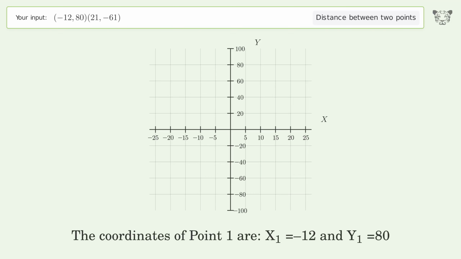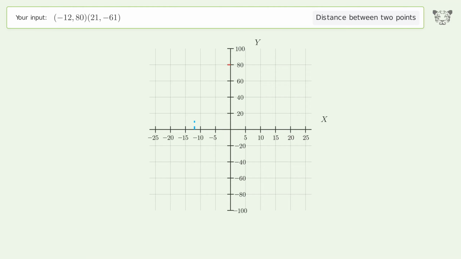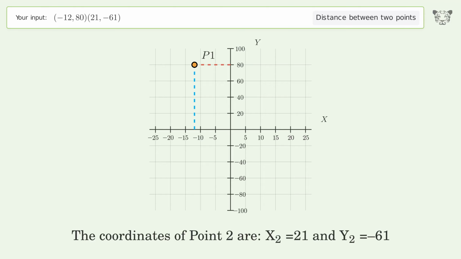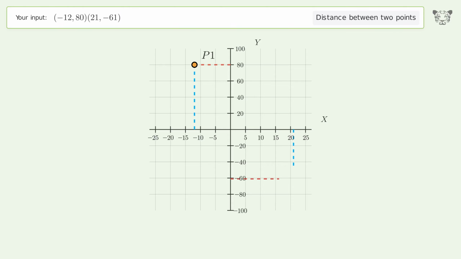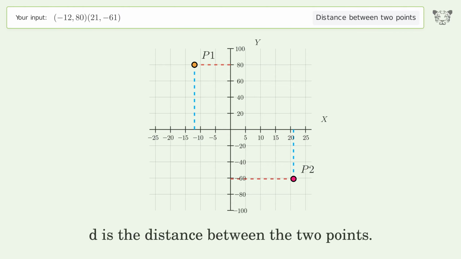The coordinates of point 1 are x1 equals -12 and y1 equals 80. The coordinates of point 2 are x2 equals 21 and y2 equals -61. D is the distance between the 2 points.